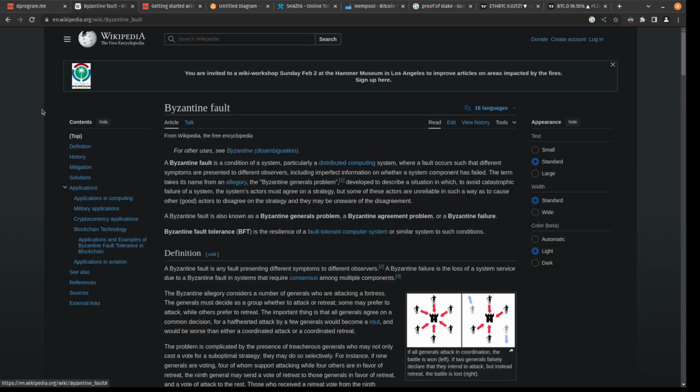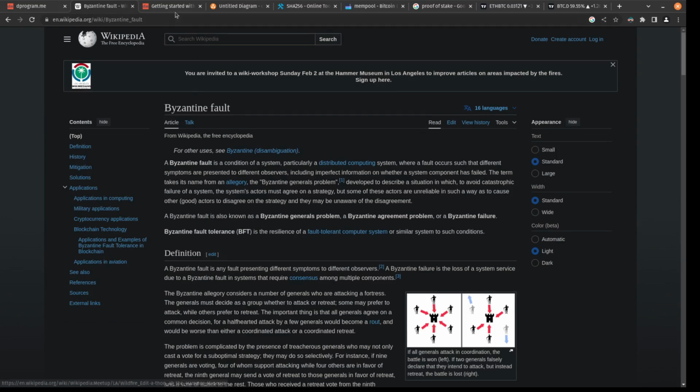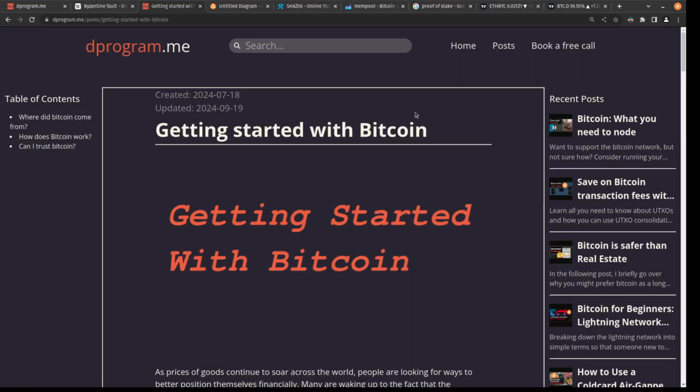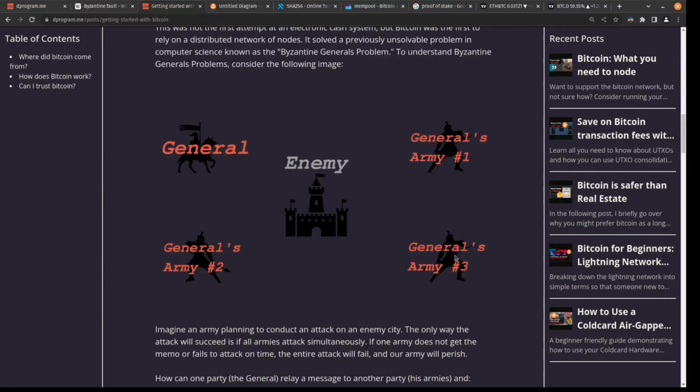So the Byzantine General's problem is a problem in computer science that describes how decentralized systems can reach consensus without a centralized authority. I wrote about this in a post on my website that I did late last year. So let me just explain it in simple terms here.